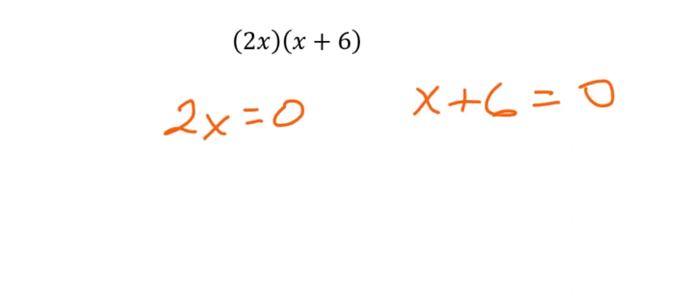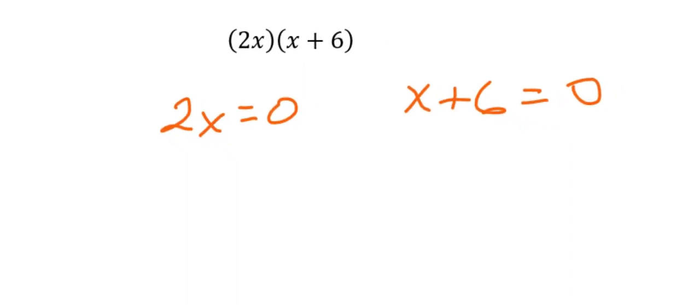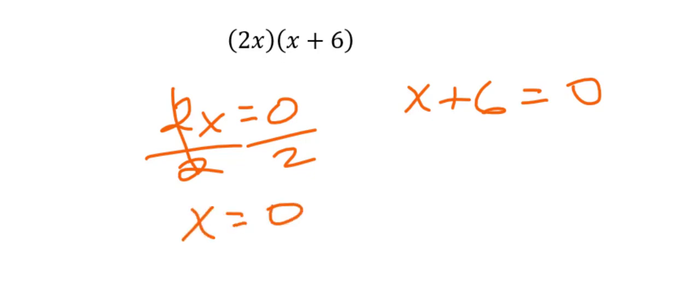So in this case, I'm going to divide both sides by 2, which means that 0 divided by 2 equals 0. This equals 1x, so x equals 0. And this one, of course, you know that x equals negative 6. And at this point, you're done. Okay? Now, let me show you real quick.